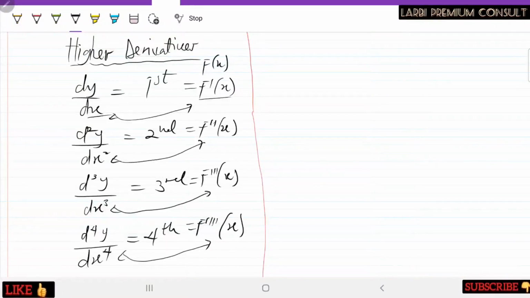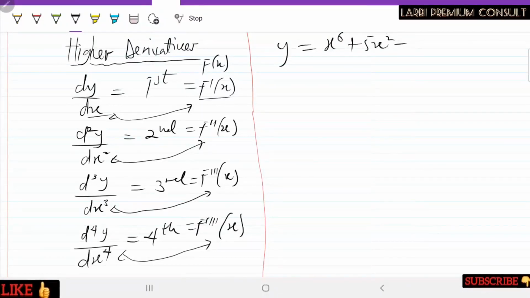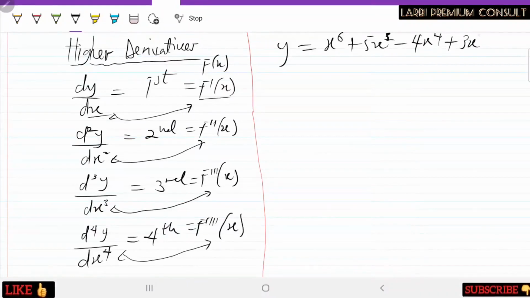Let's take a function: if I have y equal to, let's say, x to the power of 6 plus 5x to the power of 5 minus 4x to the power of 4 plus 3x squared.